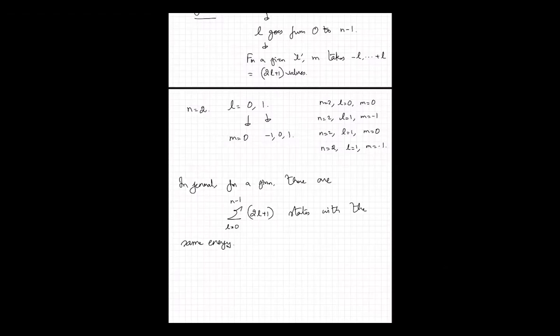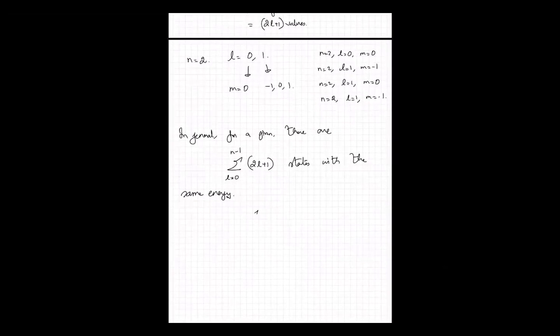I hope this addition is okay for you. Remember that if you forget this sum, the 2L plus 1 refers to the fact that there are 2L plus 1 states with different values of m for the same value of L. And now we have to count the number of L's. The number of L's can go from 0 to n minus 1. So what is this sum?